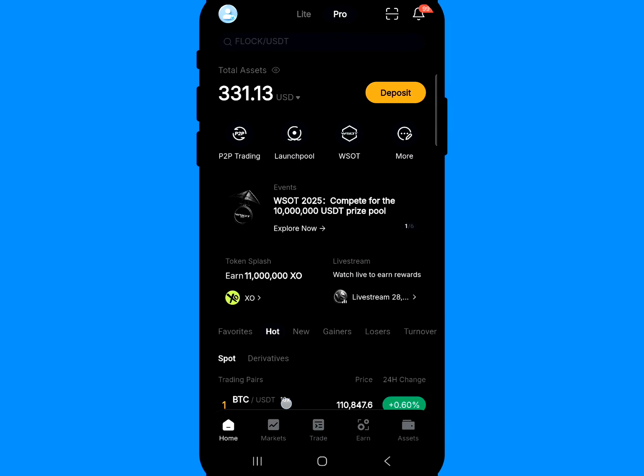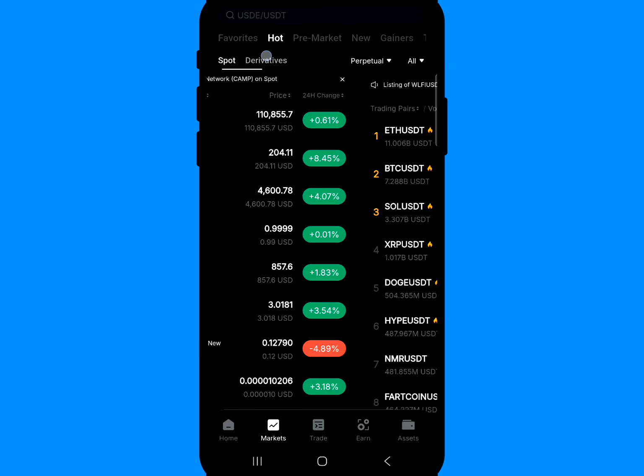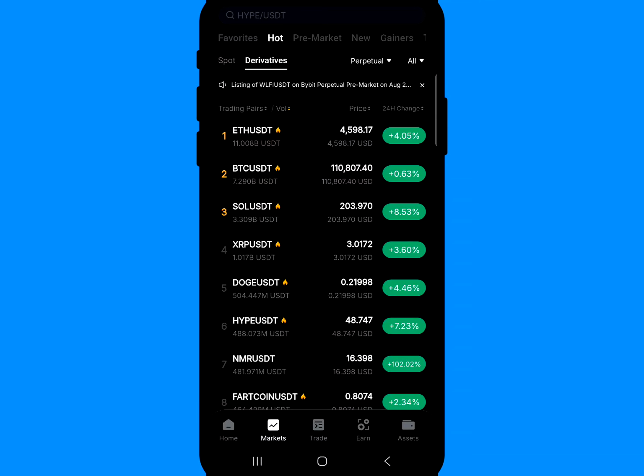So the next step right now, let's go back to our market. Come to market down below here. When you come to markets, you can see something like spots. This is spots. Then you click on derivative since you want to go for futures trading.